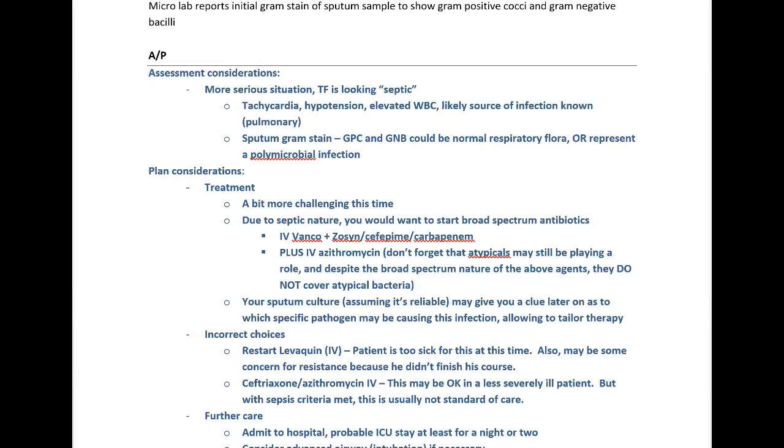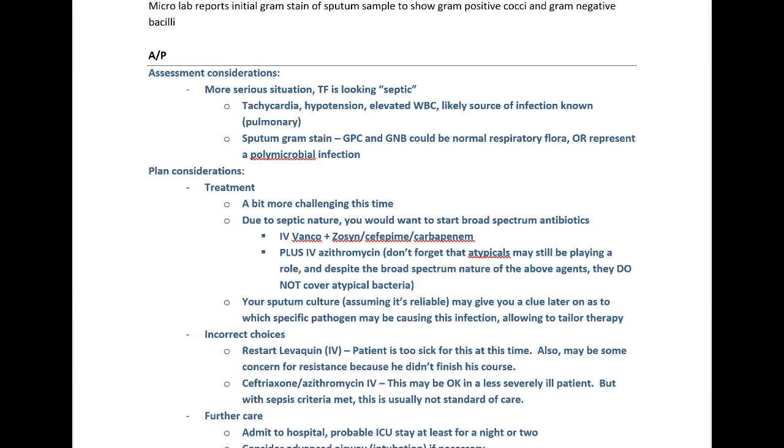Sputum gram stain, you can have that there. Gram-positive cocci, gram-negative bacilli, could be normal respiratory flora, could represent a polymicrobial infection. I said in class sputum stains and cultures are tricky because you can grow a bunch of stuff that's not even a pathogen potentially. It could just be stuff in the mouth or the throat and not really anything we're technically concerned about, but it also could be pathogenic.